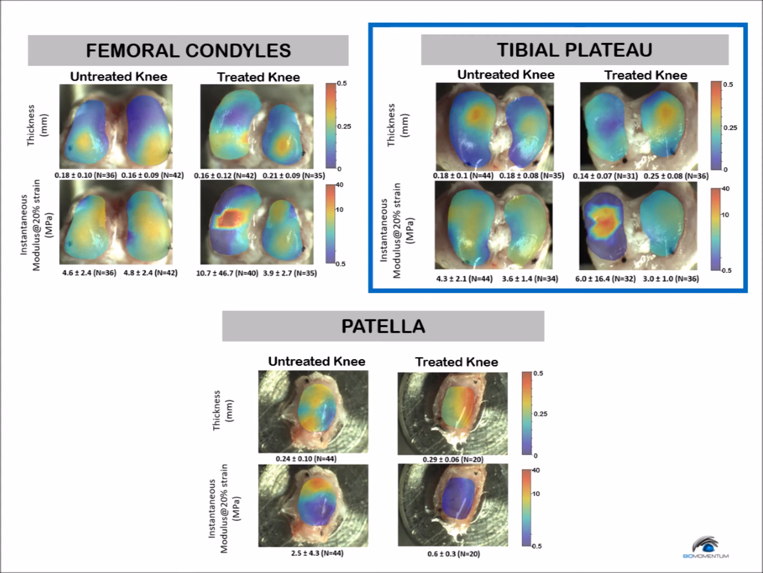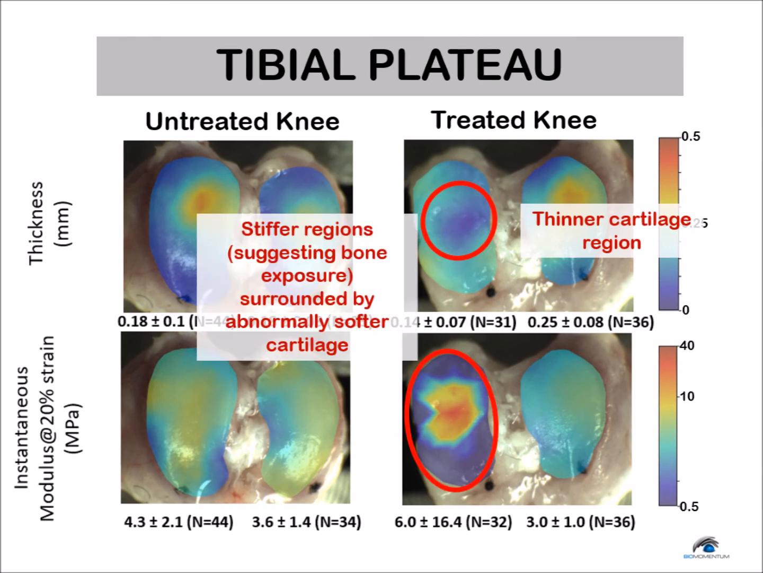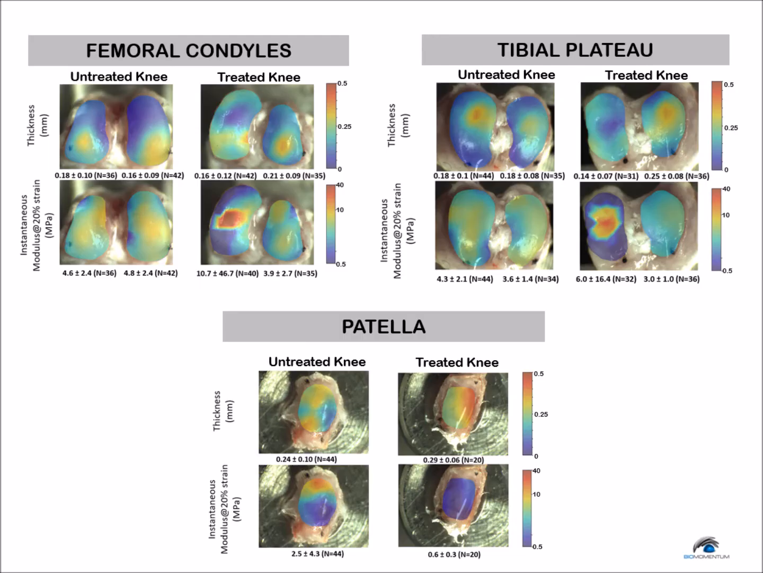Now the tibial plateau. A thinner cartilage region was also identified on the medial tibial plateau of the treated knee. As can be observed on the femoral condyle, a stiffer region surrounded by abnormally soft cartilage was observed in the medial tibial plateau of the treated knee.